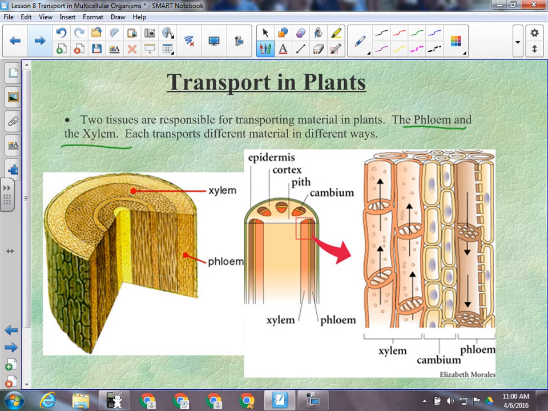gravity. Always do it the way that's free. It requires no energy to transport using osmosis and the polar nature of water. It requires no energy to use gravity to transport things downwards. So again, the plant is transporting material essentially for free.